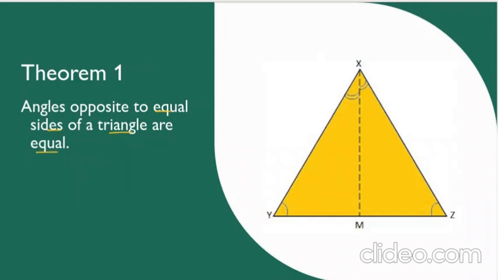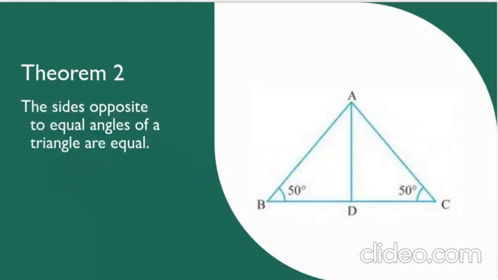Now what I'm trying to say here is that angles opposite to the equal sides of a triangle are equal. What are the equal sides? Let's say in this picture XY and XZ are equal. They are equal sides of a triangle. So the angles which are opposite to them will also be equal. When I say this angle and this angle, they are opposite, so they both will be equal to each other. Whenever I have equal sides, the angles opposite to them will also automatically be equal. That is what theorem 1 says.